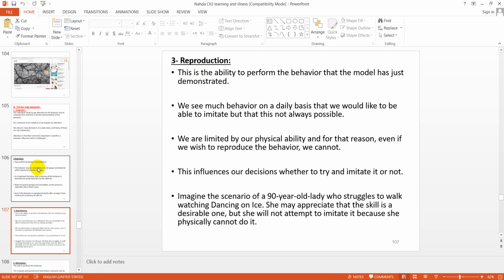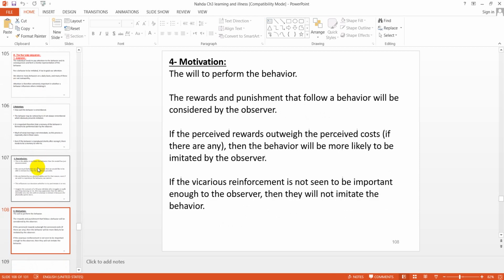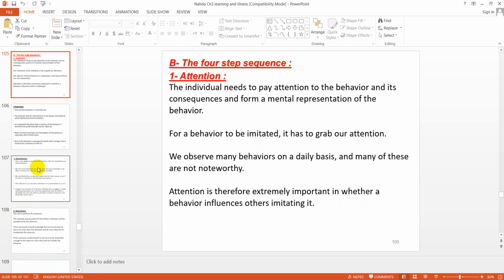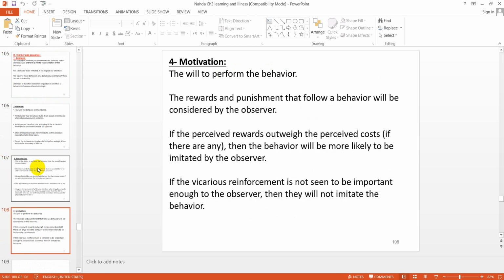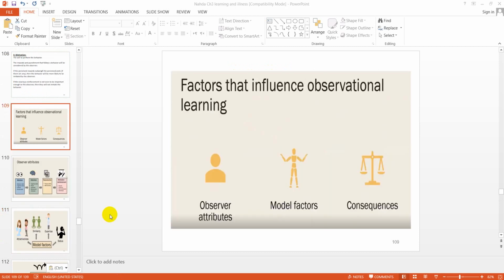Reproduction means the ability to perform the behavior that the model has just demonstrated, and in order to do that you should be motivated. You can write short notes about the 4 steps from these 4 slides. And also you can add some about the factors that influence observational learning, which are sorted in 3 categories: observer attributes, model factors, and consequences.